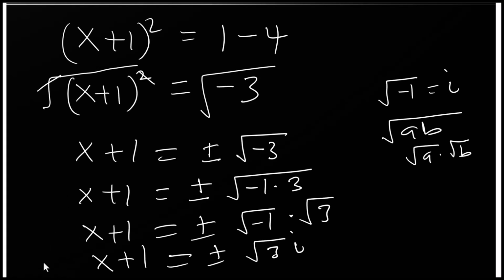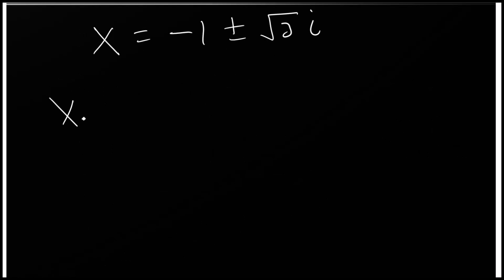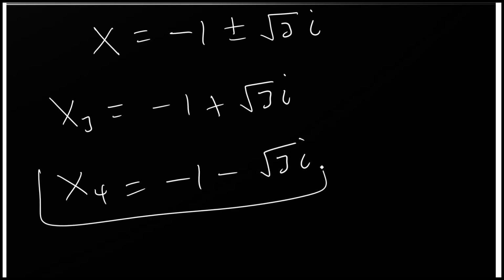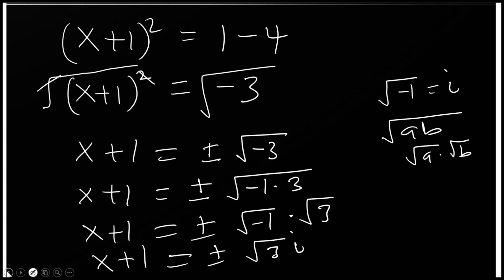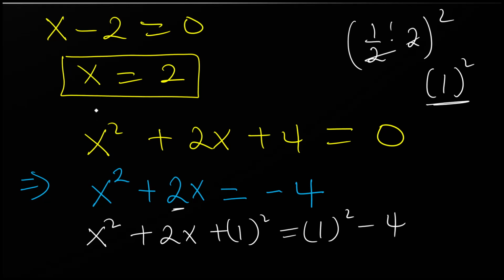Alright, so x plus 1. So we have x equals minus 1 plus or minus i root 3. So the third solution will be minus 1 plus i root 3, and the last solution will be minus 1 minus i root 3. So we have 1, 2, 3, and the first one is here, that is x1. This one will be x2.